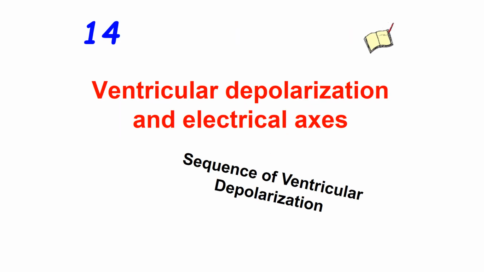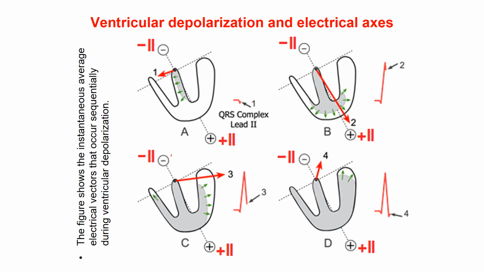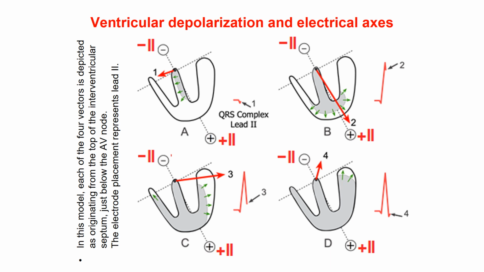Ventricular depolarization and electrical axis. Sequence of ventricular depolarization. The figure shows the instantaneous average electrical vectors that occur sequentially during ventricular depolarization. In this model, each of the 4 vectors is depicted as originating from the top of the interventricular septum, just below the AV node. The electrode placement represents lead 2.